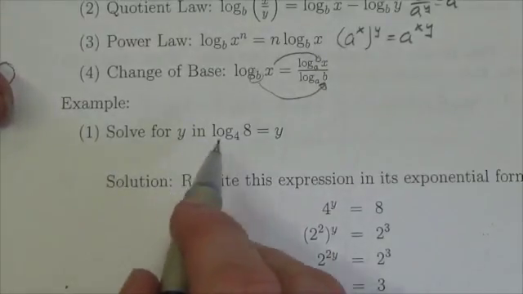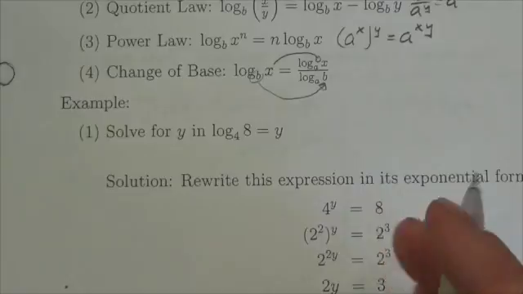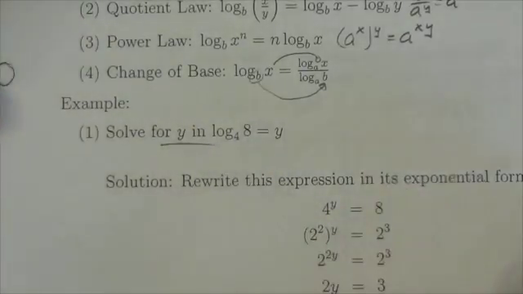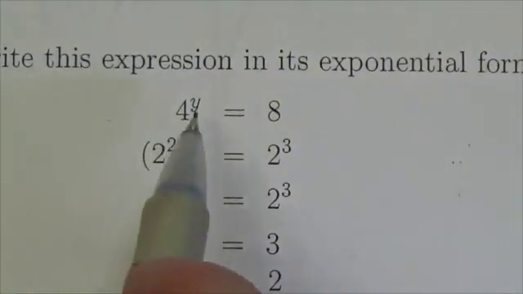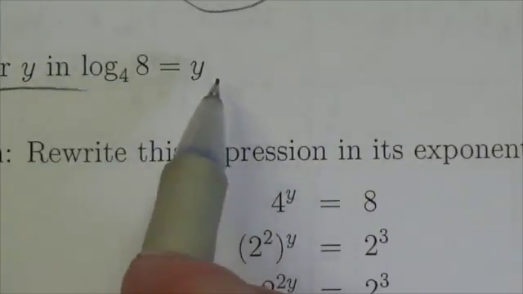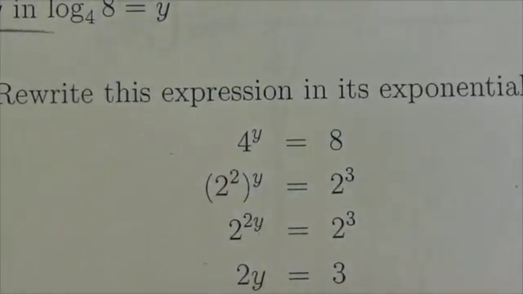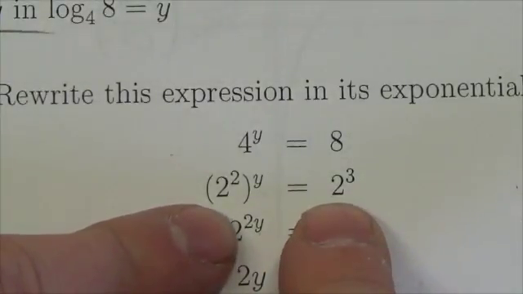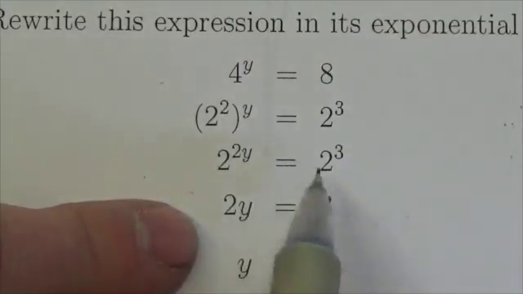Solve for y in log base 4 of 8 equals y. Now, I say solve for y, but the truth is it's already been solved for. The question is, how do you get that? One way of doing this is to convert log base 4 of 8 equal to y into exponential form. So 4 to the y is equal to 8. And then we can rewrite those both as powers of 2, in which case this becomes 2 to the 2y equals 2 cubed.